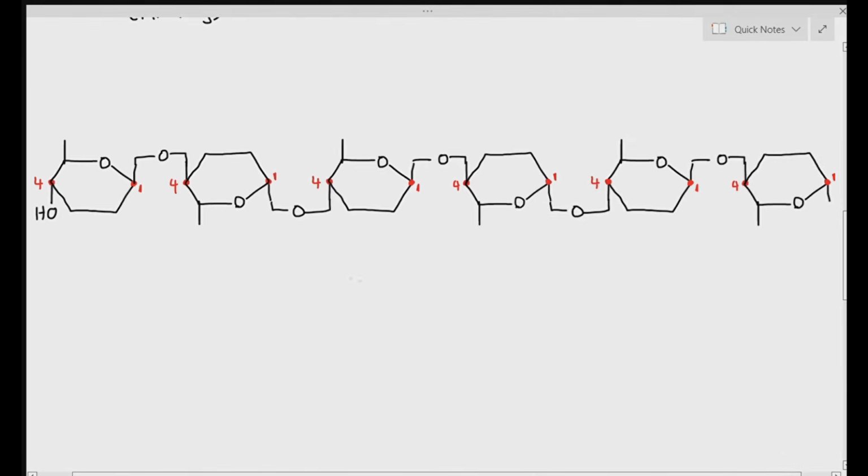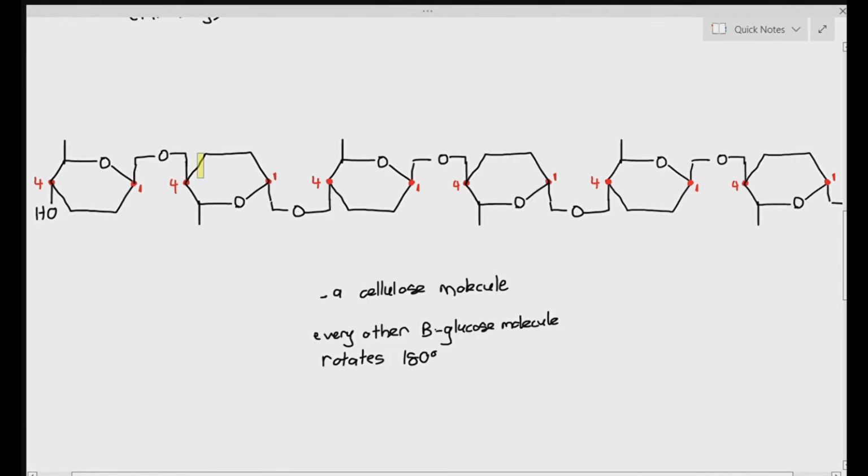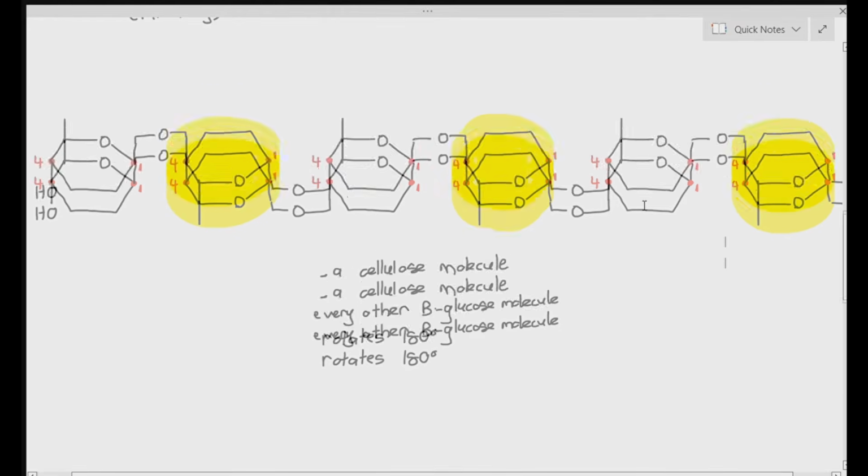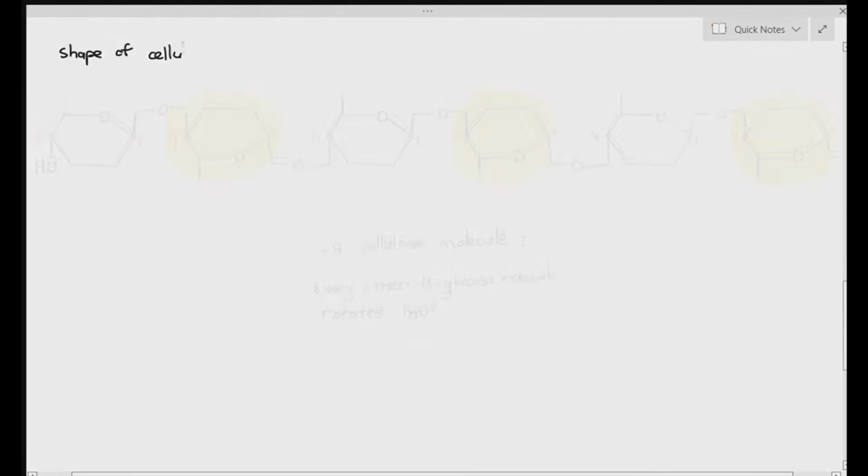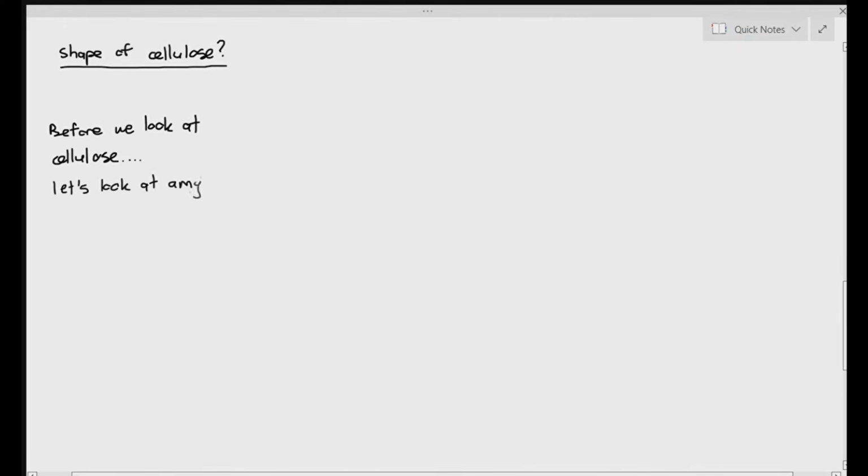And this is when we get something known as a cellulose molecule, and every other beta-glucose molecule rotates 180 degrees. And every other beta-glucose molecule is the one I'm highlighting in yellow. So only those in yellow had to rotate. And once you link many beta-glucose molecules together, that's when you get something known as cellulose. The shape of cellulose is going to be a bit of an interesting one.